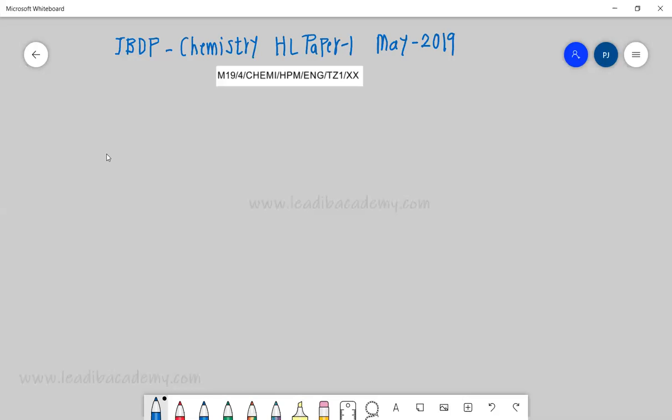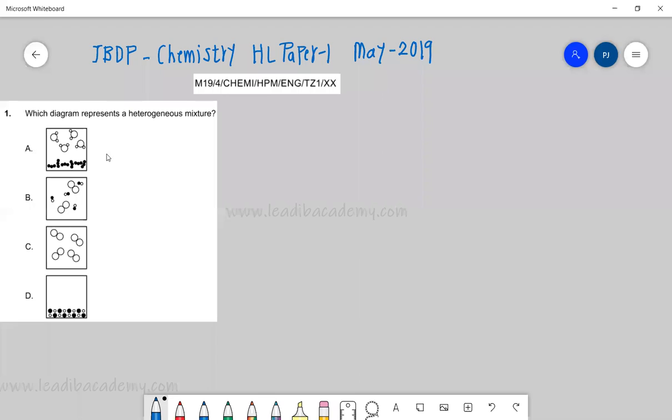Okay. So let's start looking into the various questions. Let's begin with question number 1. We have been shown these 4 different diagrams, and they are asking us which is representing the heterogeneous mixture.